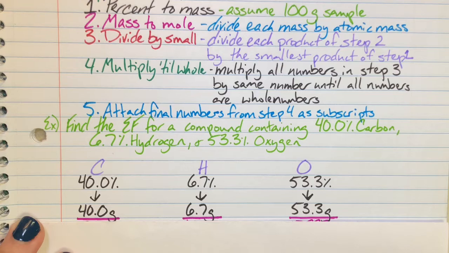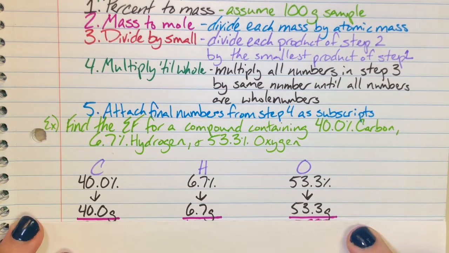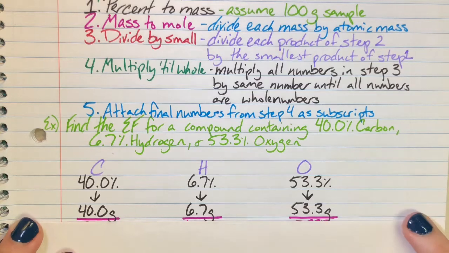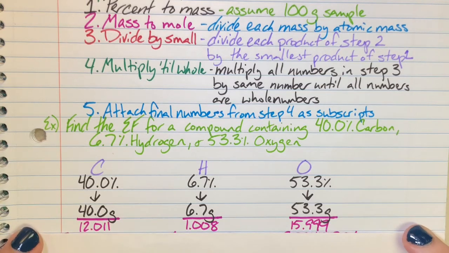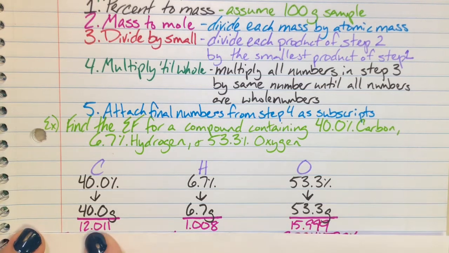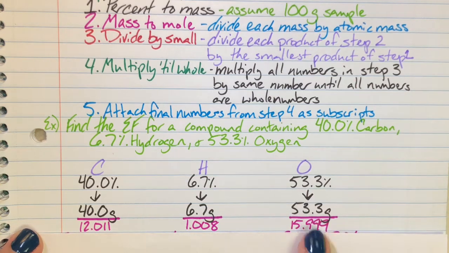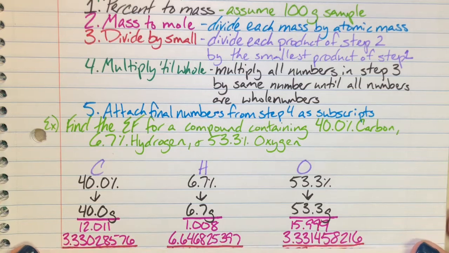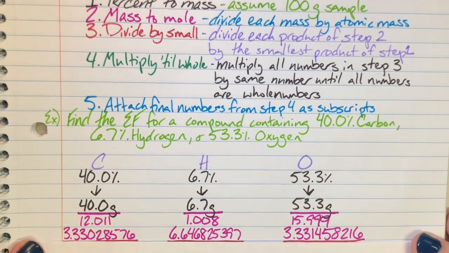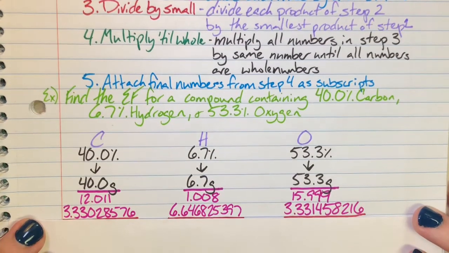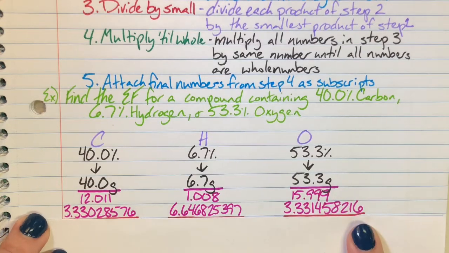Then I can move on to the mass to mole, where I'm dividing each of these new masses by their atomic mass. So I have gone ahead and done that. Carbon's mass on the periodic table is 12.011. Hydrogen is 1.008, and oxygen is 15.999. I'm going to be dividing all three of these, and then I will write down every single number that comes out of my calculator. It is very important that at this step you do not round.